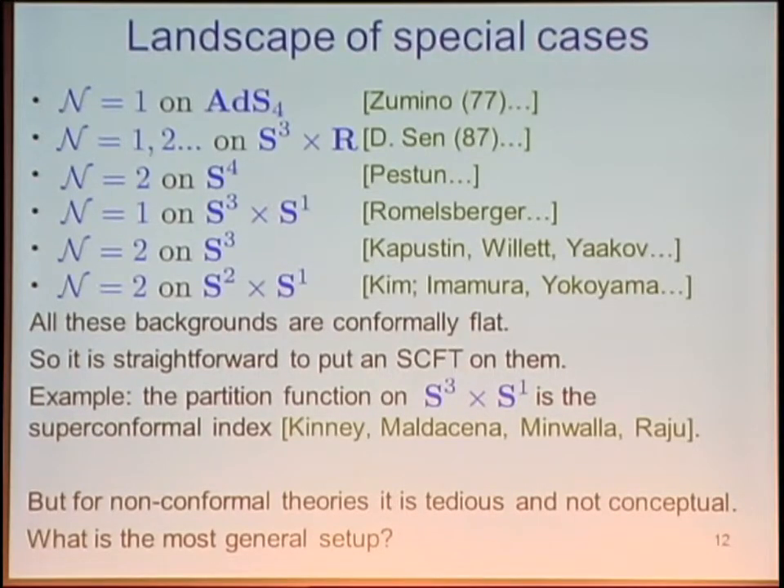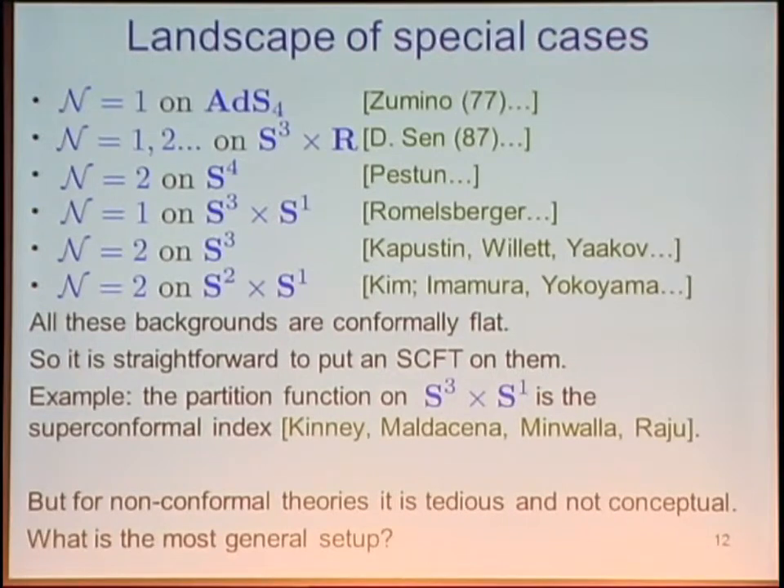Whenever the theory is not conformal, the actual construction of the Lagrangian is very tedious. There's a lot of algebra involved and a lot of room for mistakes. And again, I say that from experience. Furthermore, it's not conceptual. So we can ask ourselves, what's the most general setup? So the clue for finding the answer is that I've always liked to think of every parameter in the Lagrangian as being part of a field.